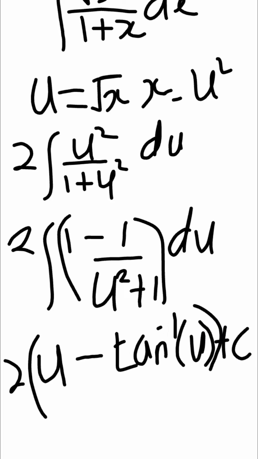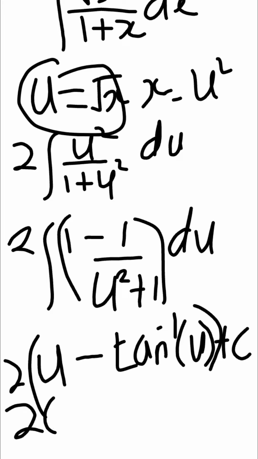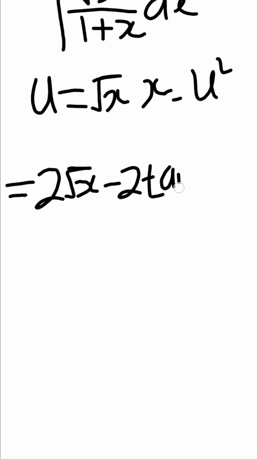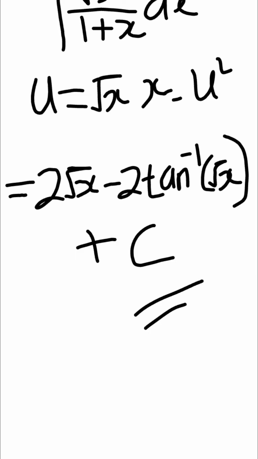plus c. Now, we had that u was equal to the square root of x. So we're going to have 2 multiplied by u, which is going to be equal to 2u. Since u is equal to the square root of x, we're going to have 2 square root of x minus. So the final answer is 2 square root of x minus 2 tan inverse of square root of x plus c.